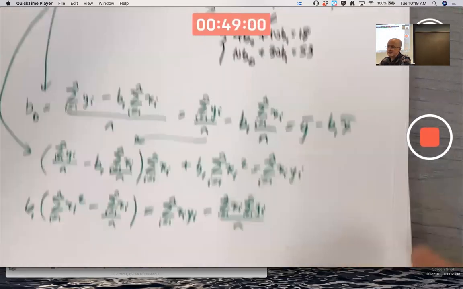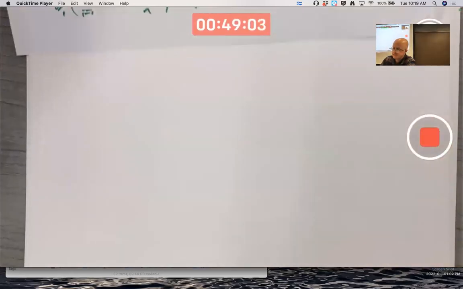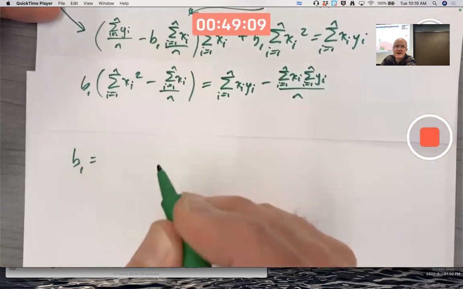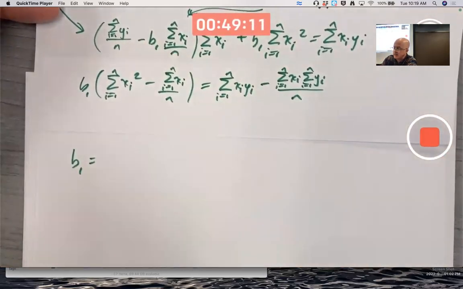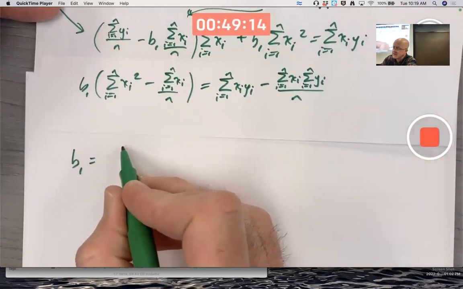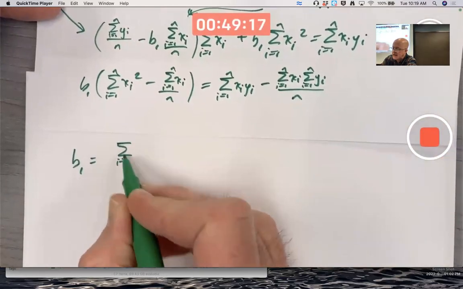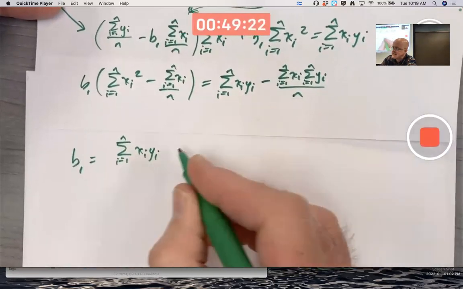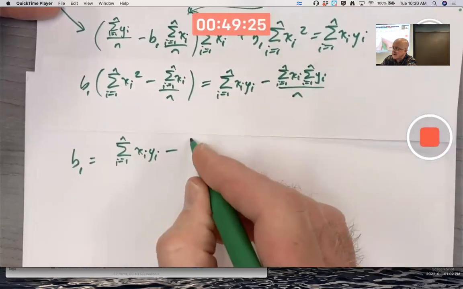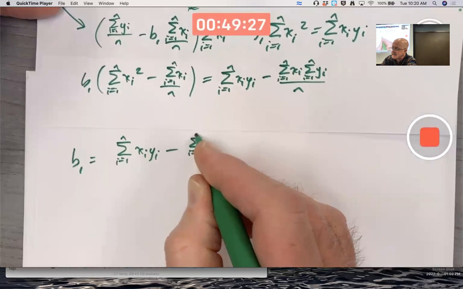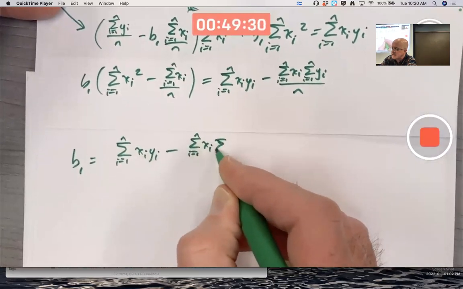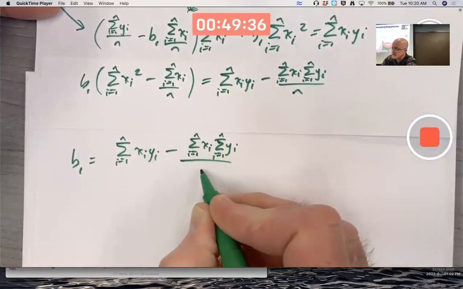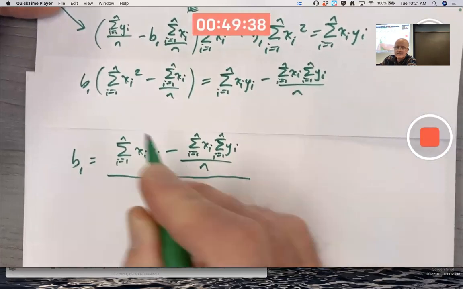So you can write B1 as, this is not the final form you see in the book, but I like this form, even though we got fractions within fractions. The thing on the right here, the summation of the products of the xi's times the yi's minus this fraction there. Sum of the xi's times the sum of the yi's. You got to add those things up before you multiply the summations. All divided by this thing in parentheses there.